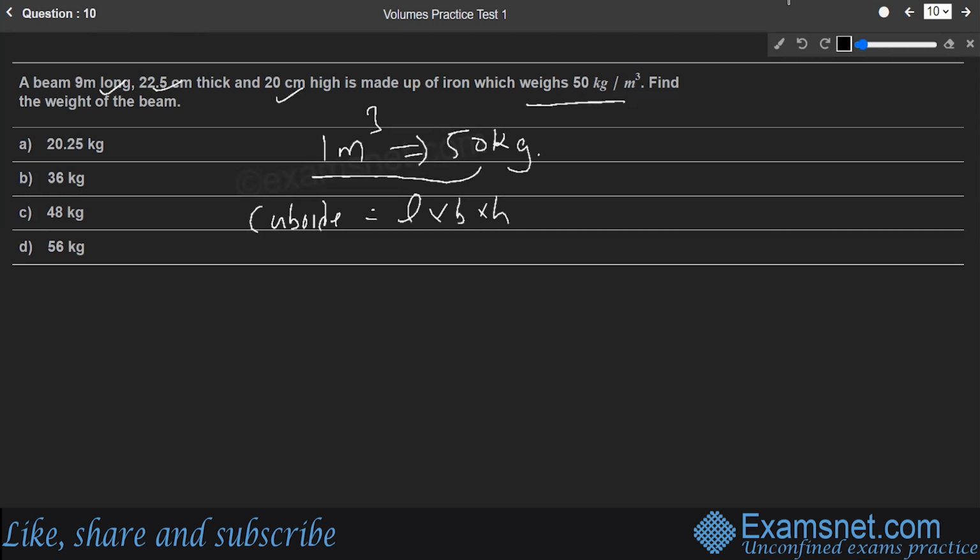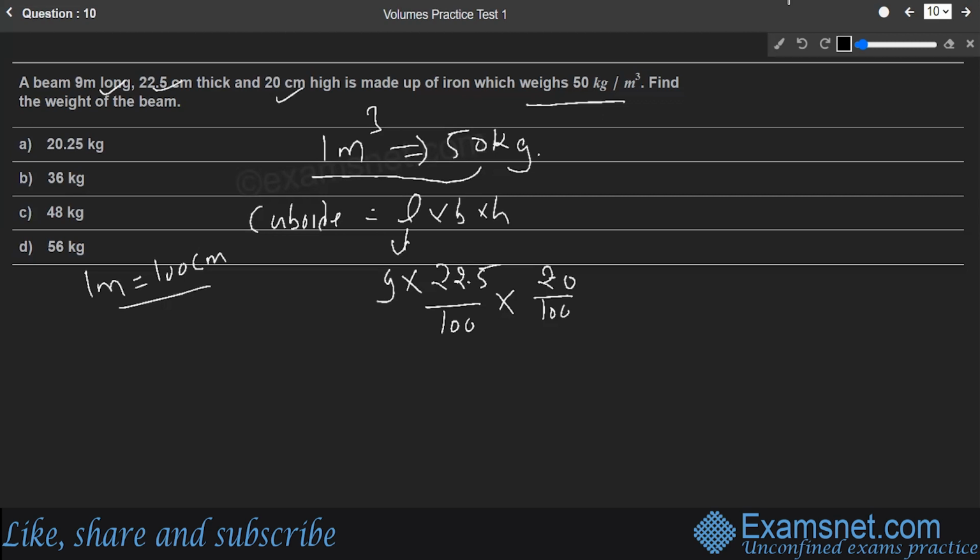So the first dimension, length, is 9, that is already in meter, into breadth value 22.5 centimeter, needed to be converted into meter by dividing it by 100. Why so? Because 1 meter has 100 centimeter, so 1 centimeter will be 1 by 100 meter. Into height value given as 20, so it has to be 20 divided by 100 meter. So this is what we are supposed to find first.